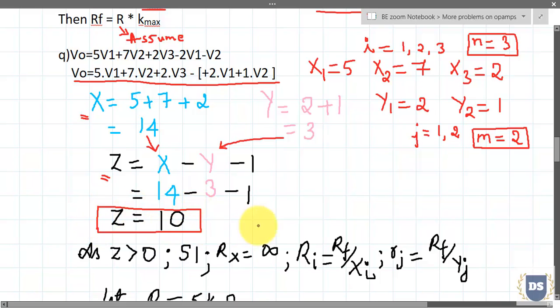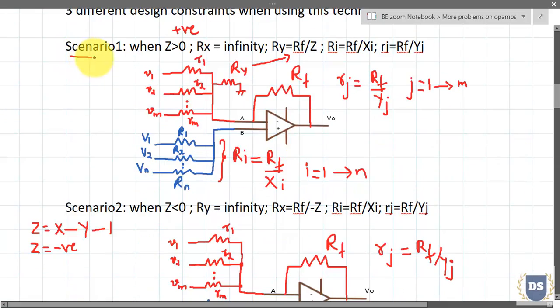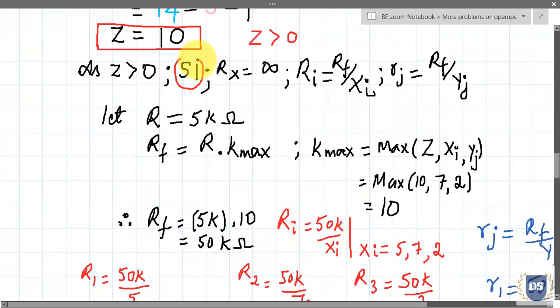And out of 3 scenarios, I got to consider the scenario where the value of z is greater than 0. Can you guess the scenario? The scenario is the first scenario, where the z value is greater than 0 or positive. I got to consider scenario 1. If I do so, Rx is equal to infinity, Ri is equal to Rf divided by Xi, Rj is equal to Rf divided by Yj.